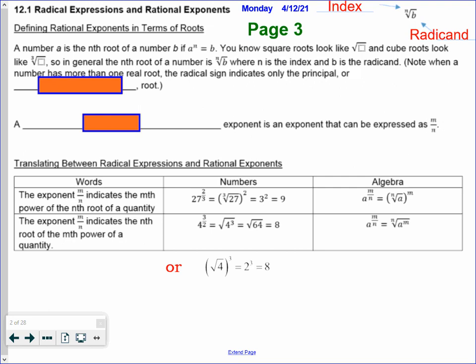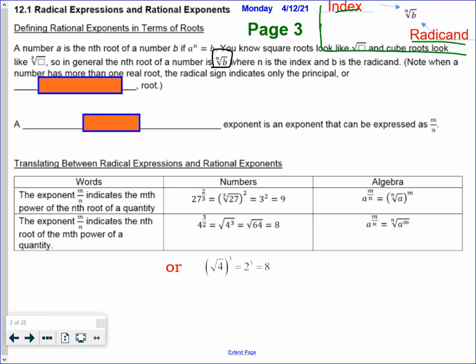The number a is the nth root of a number b if a to the n equals b. So we know what a square root looks like, and we know what cube roots look like. In general, the nth root of a number will look like this over here, where n is the index and b is the radical. We have a little diagram in the top right corner of what it'll look like. You have your index labeled and your radical labeled.